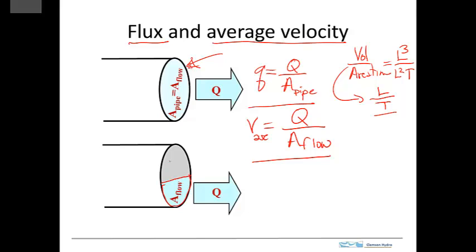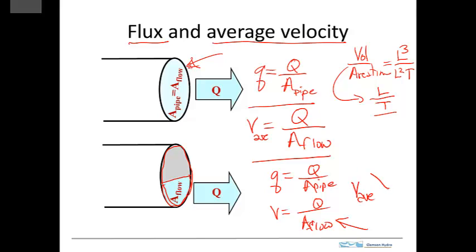In this case, we only have flow going through that part of the pipe. So in that case, the flux, we calculate it with this cross-sectional area. The total area of our pipe hasn't changed. But in this case, the area through which the flow is going is smaller than the total area. So the average velocity will be greater than the flux. So in some cases, it's equal, but in other cases, the average velocity is faster than the flux.